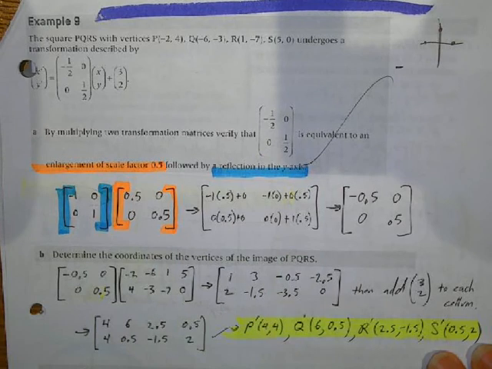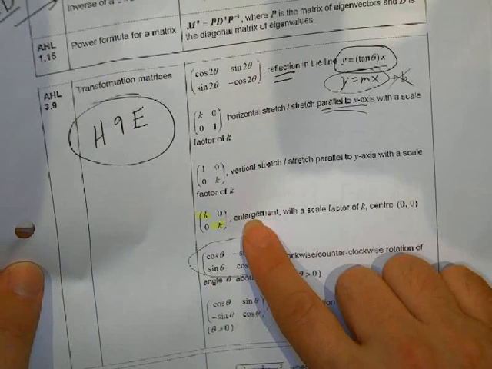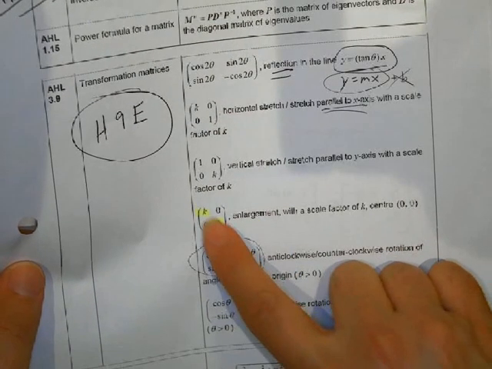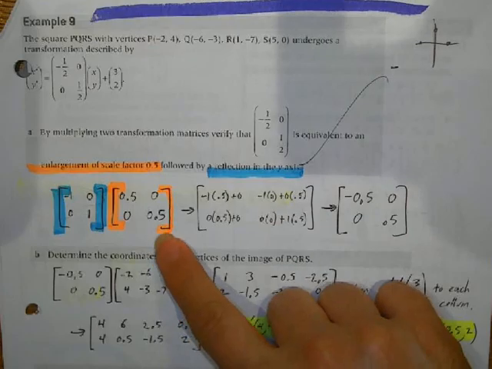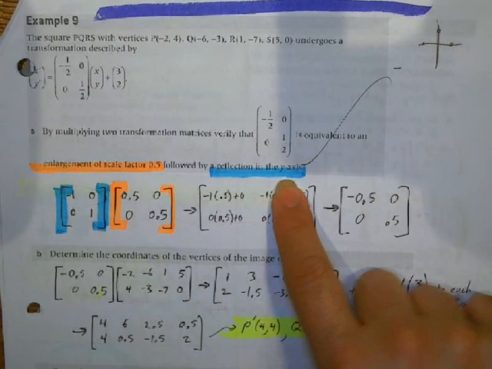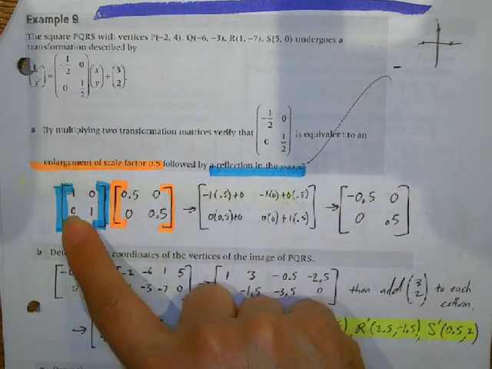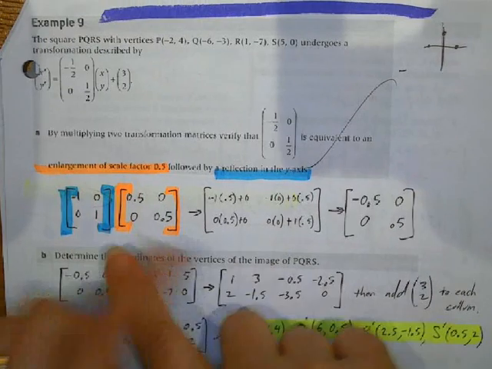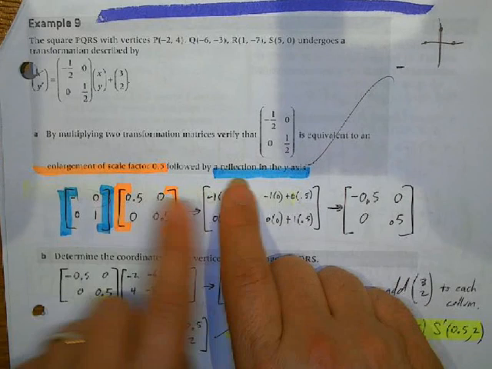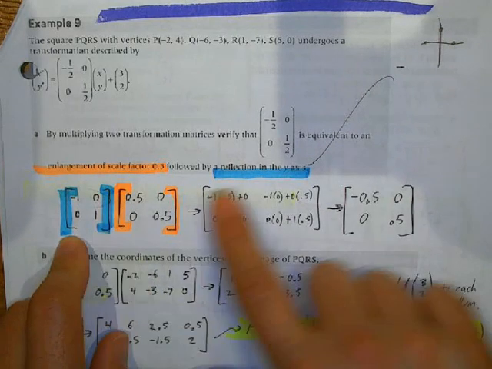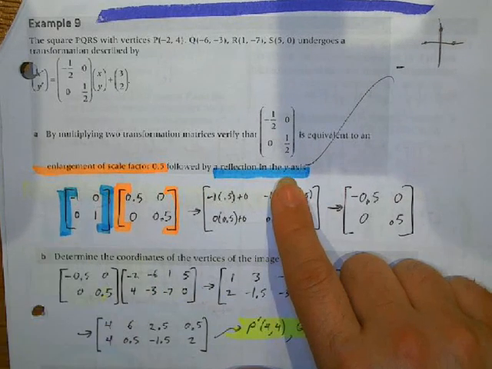So an enlargement scale of 0.5, enlargement means we have k here and k here. Instead of k, we're going to put 0.5, okay, followed by the reflection on the y-axis. So that's going to go here in order for it to be followed by. I know it seems like it should be switched, but the first thing that happens has to go here on the right. The second thing that happens has to come first. Okay, reflection on the y-axis. Let's think of it this way.